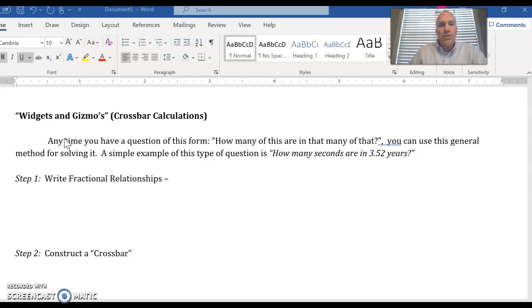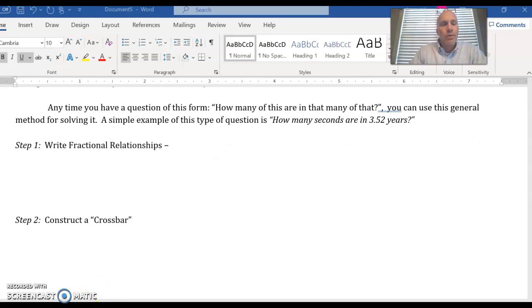So the general type of situation that you're going to use this in is whenever you have a question that's in the general form, how many of this are in this many of that? A sample question that you could use this method to solve would be this one right here. How many seconds are there in 3.52 years? I understand that most people, given enough time, could figure that out. But I want to show it to you in a more general format, because we're then going to take this format and use it for solving chemistry problems.